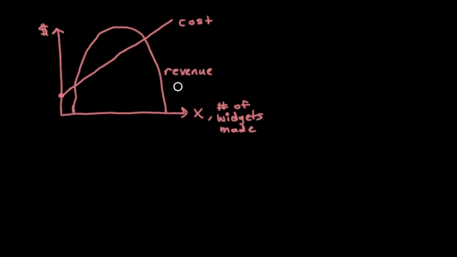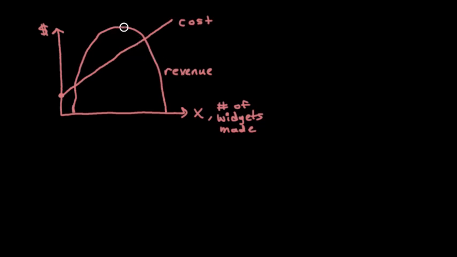So if it costs you $2 to make one widget and then you sell that widget for $5, your revenue would be $5 and your profit would be $3. So here's our cost and here's our revenue, and we want to know how many widgets should we be making? Notice that the answer isn't as many widgets as possible. It's something a little bit less than that.